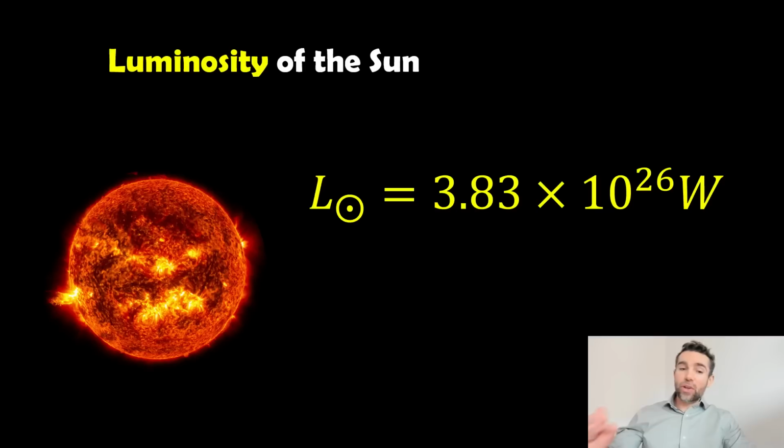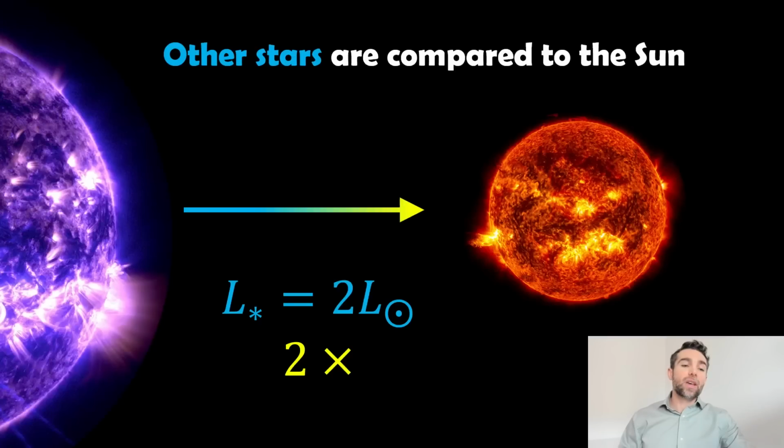Now we give it the unit of L, and then you have this circle with a dot. That circle with a dot denotes that it's a solar unit. So one of those is equal to 3.83 times 10 to the 26 watts. We do the same thing for radius. We might do R circle dot as well. So we use the sun as a reference point for other stars, because otherwise we get these really big numbers that are difficult to comprehend. So we would then compare other stars to that.